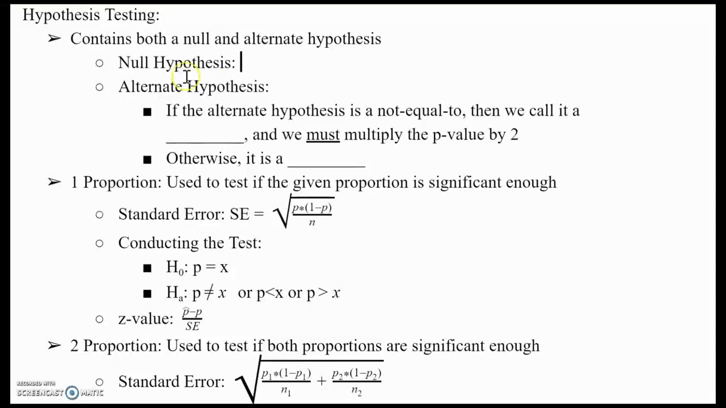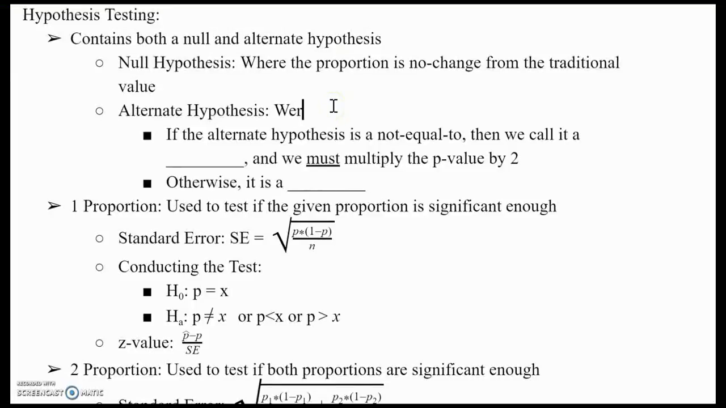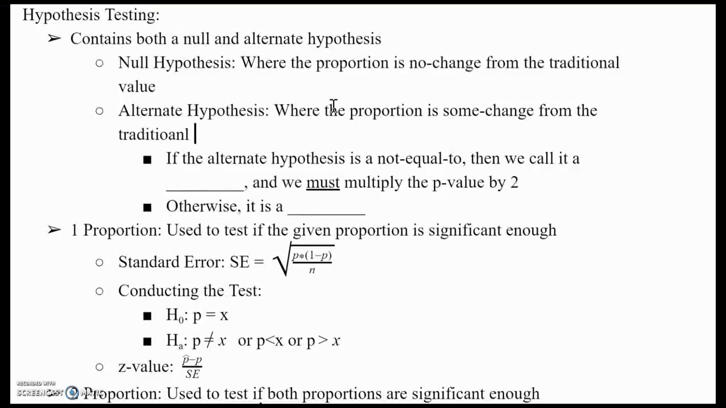It contains both a null and alternate hypothesis. The null hypothesis is where the proportion is not changed from the traditional value. The alternate is, as you can maybe guess, where the proportion is some change from the traditional value. So what do I mean by some change? In brackets I'll put some change would be greater, less than, or not equal to. Not equal, right? So that means we can say that our alternate is that the proportion is greater than what our null says. It is less than and it's not equal to.